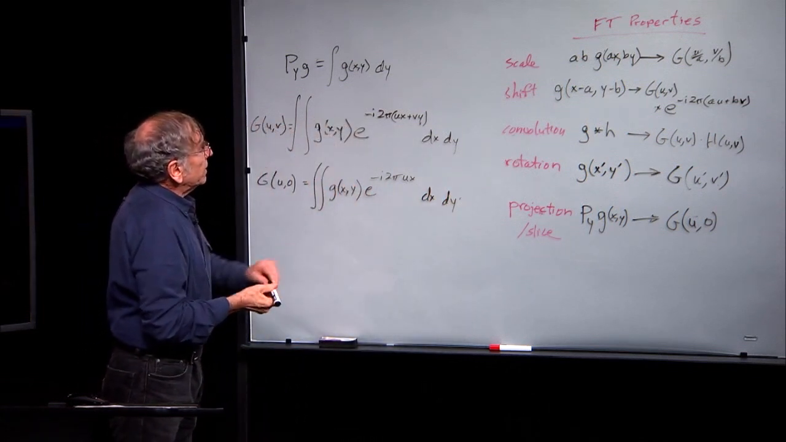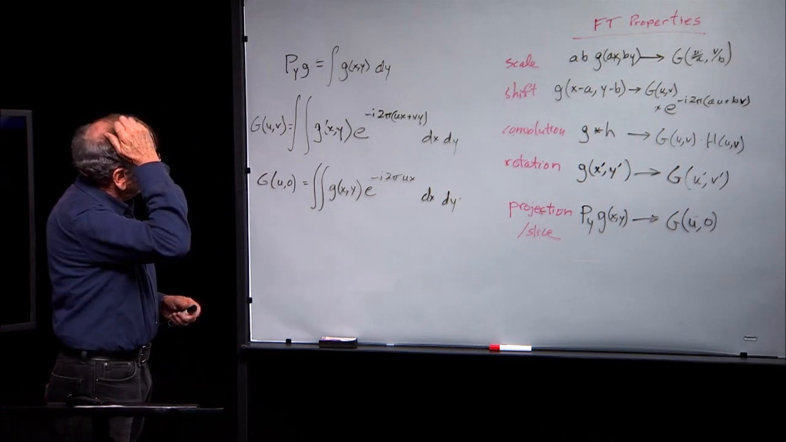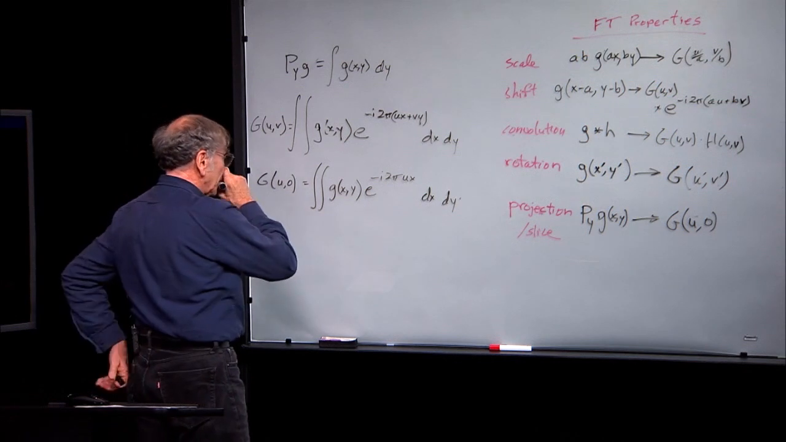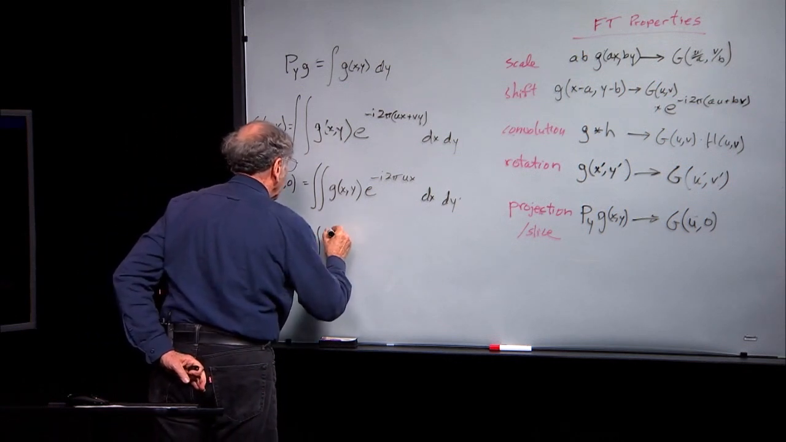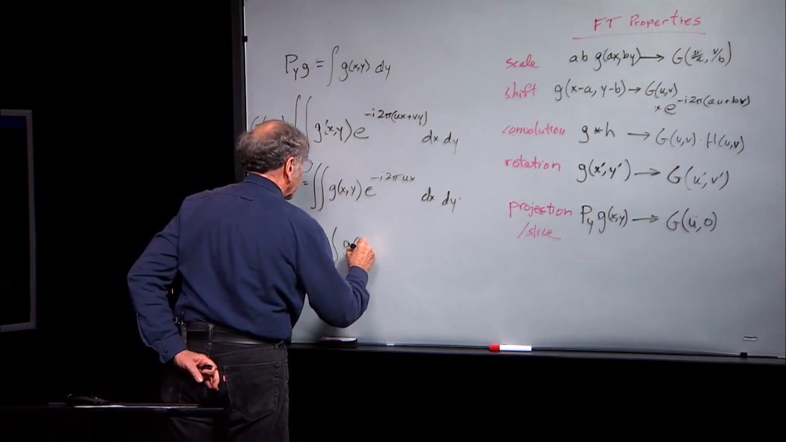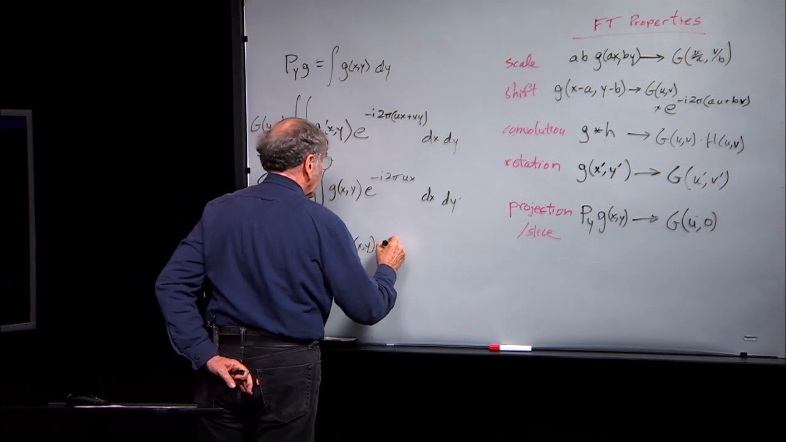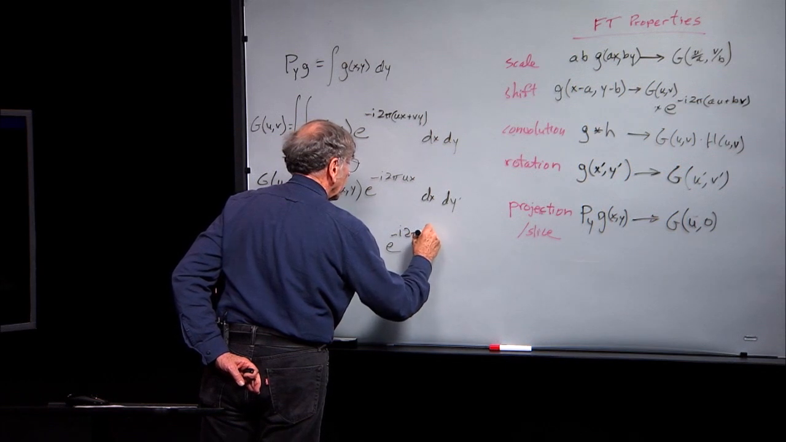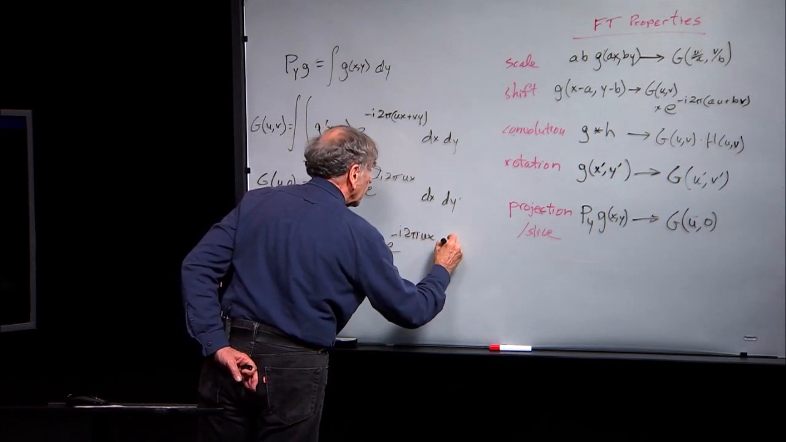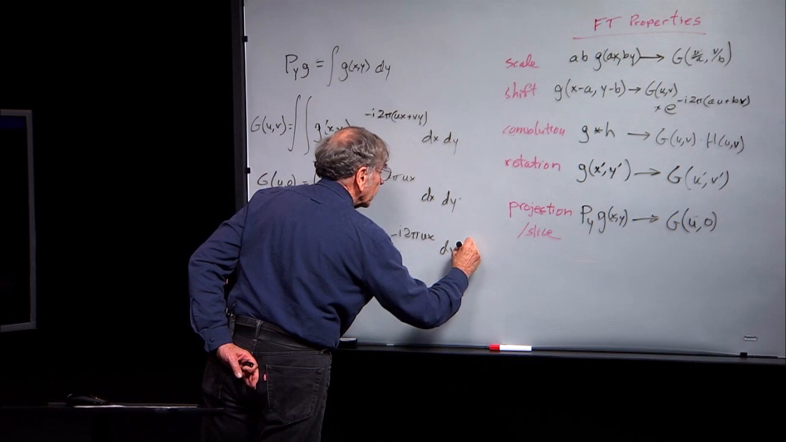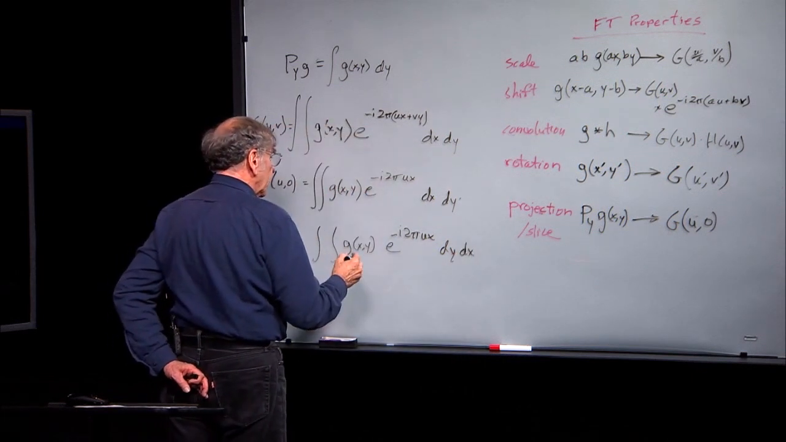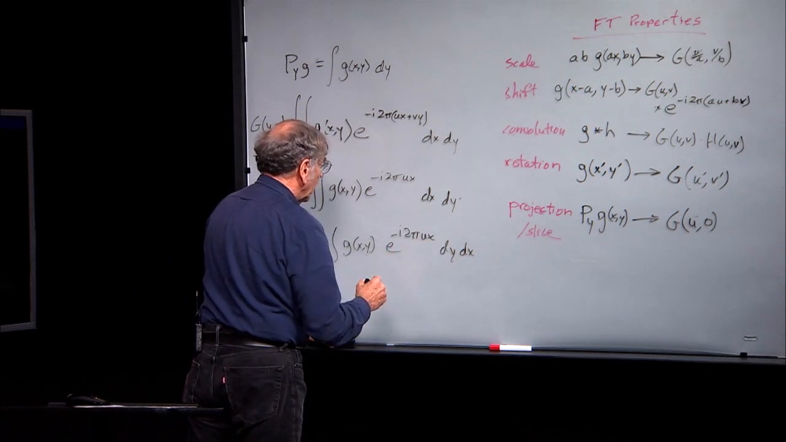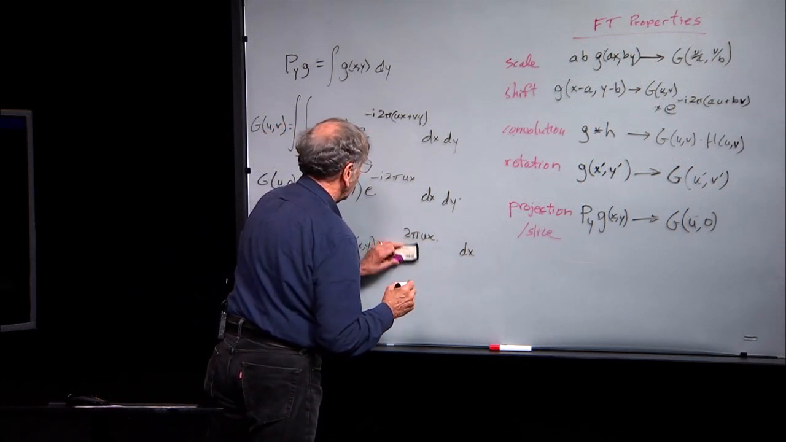So we have a complex exponential that only depends on x, and that means that we can reverse the order of integration and get something that looks like this: g of x, y times e to the minus i 2 pi ux dy, dx. And because we don't care about y anymore, I can move this dy in here.